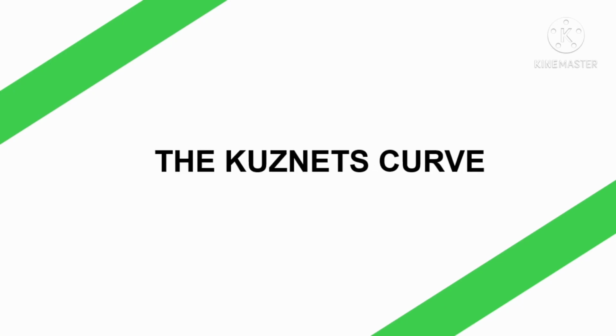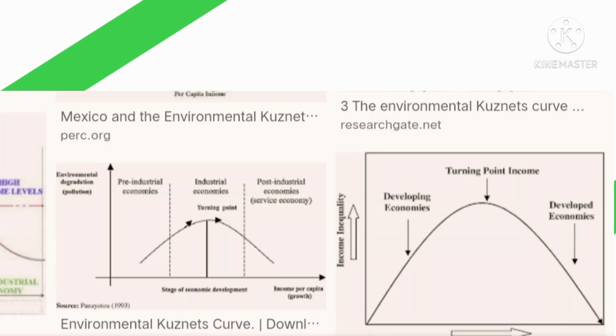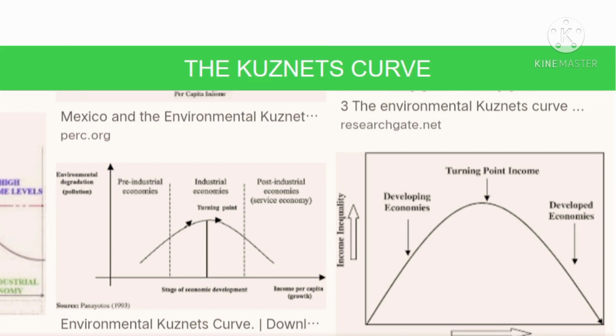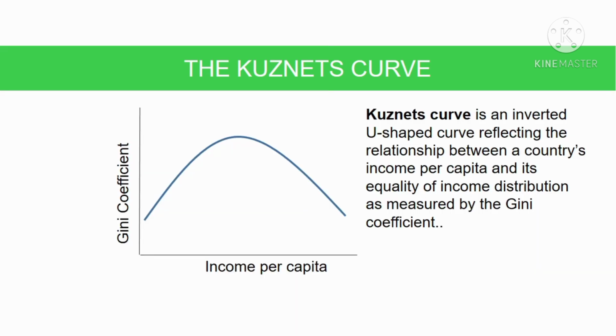In this video, I am going to discuss the Kuznets inverted U hypothesis, or simply called the Kuznets curve. What is a Kuznets curve? The Kuznets curve is an inverted U-shaped curve reflecting the relationship between a country's income per capita and its equality of income distribution as measured by the Gini coefficient.